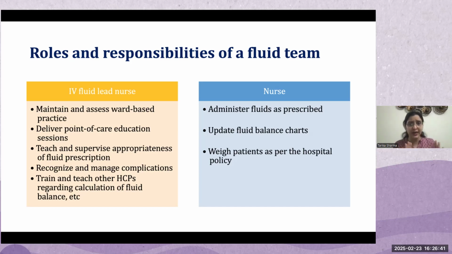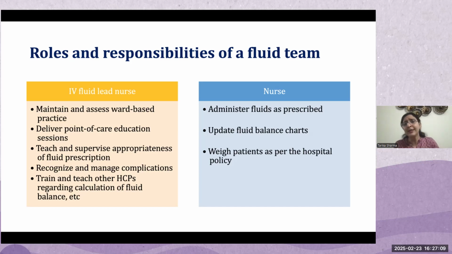You have to make sure that you are administering the same amount of fluids which have been prescribed by the prescriber. Then the nurses will be the persons who will be updating the fluid balance charts, like we were talking about. They have to update whether the person is in positive balance or negative balance, and which kind of intake and output monitoring has been going on for the patients. The nurses will be doing it. And also a very important point is they have to weigh the patients as per the hospital policy.